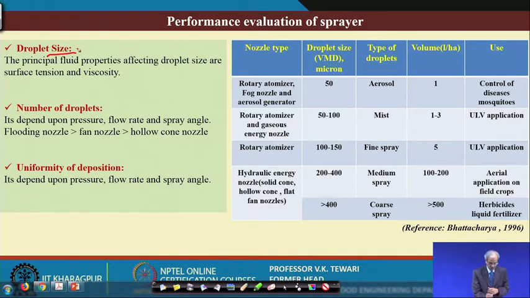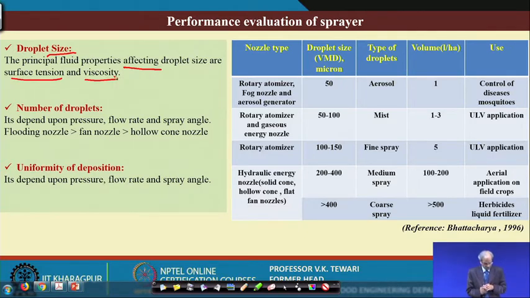the droplet size. As I told you, droplets are important, because if they are bigger, they are definitely not going to cover the whole area. At the same time, the amount of spray required, or the volume of solution required, will be quite high. So, we must talk about the droplet size. The droplet size is affected by surface tension and viscosity. These are the fluid properties, so the droplet size will be affected because of them.